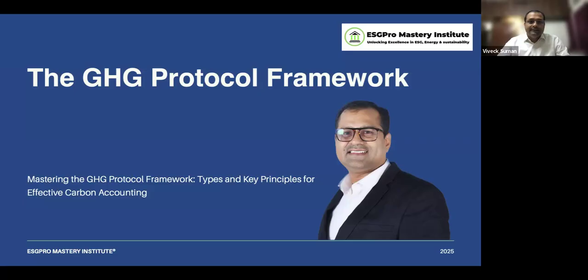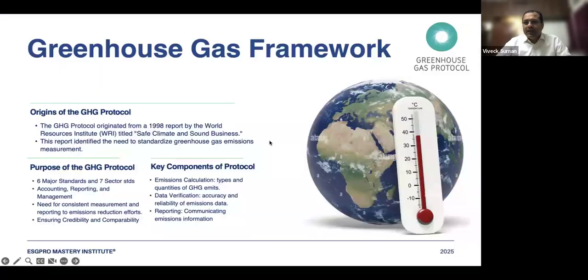Let's start with the next part. What is the greenhouse gas framework? First of all, we have said several times, now let me repeat it for the sake of repeating, that we have a concept from the bottom up. The GHG Protocol actually originated in 1998, from a report by the World Resources Institute, which is WRI, and the World Business Council for Sustainable Development, which is WBCSD.